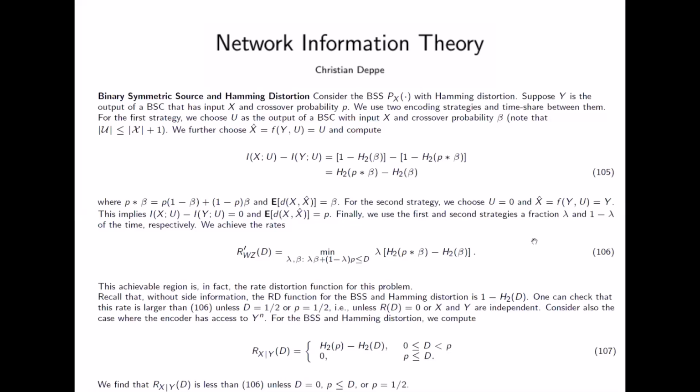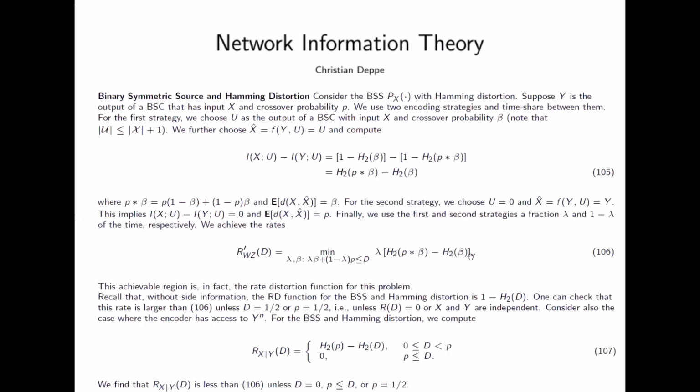Now the idea is that we use a fraction lambda for the first strategy and a fraction 1 minus lambda for the second strategy. That means if we have block length n, then we have n times lambda for the first strategy, and n times 1 minus lambda for the second strategy. Then we can achieve this rate here. Because for 1 minus lambda we have a 0, and for lambda we have this here. So we can achieve this rate.